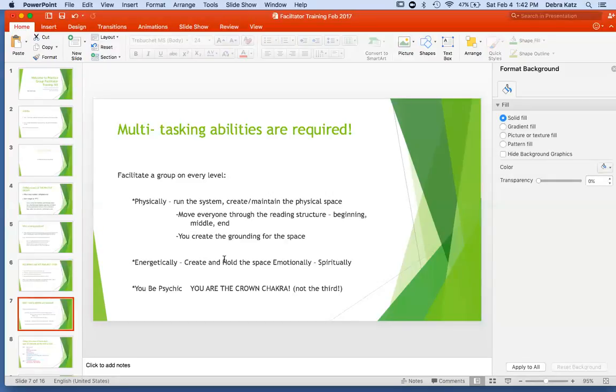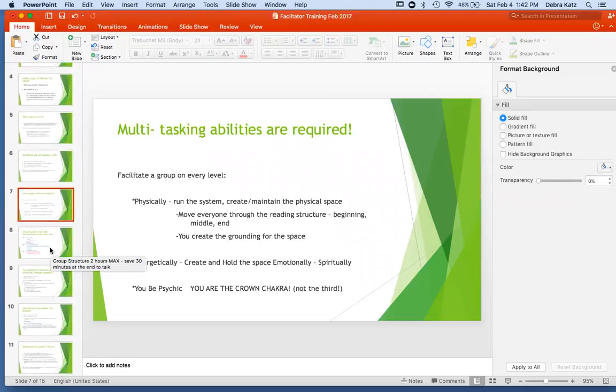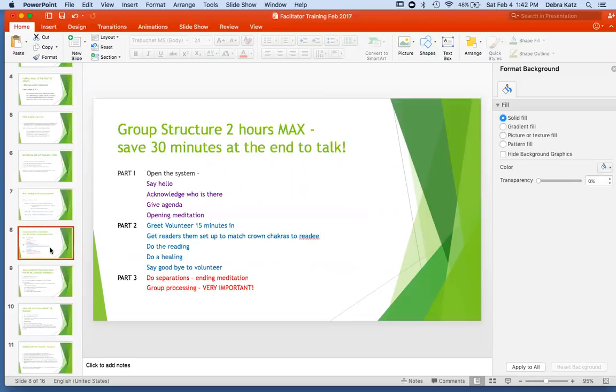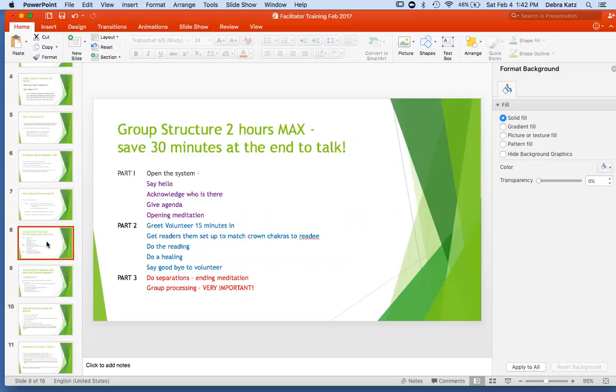And you also have a chance to be psychic and to be the crown chakra. I'm going to go over what those things mean as well. I think what I want to do first is go over that structure I've been talking about, and then go more into what it means to hold your space and how to be psychic as a facilitator.